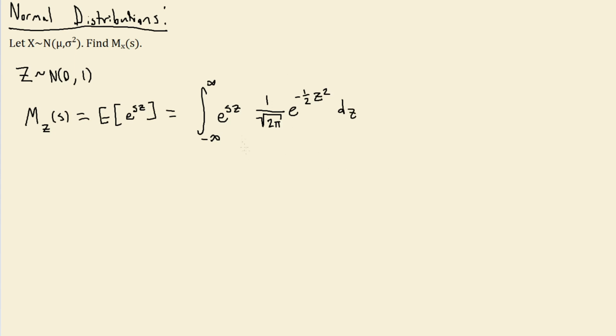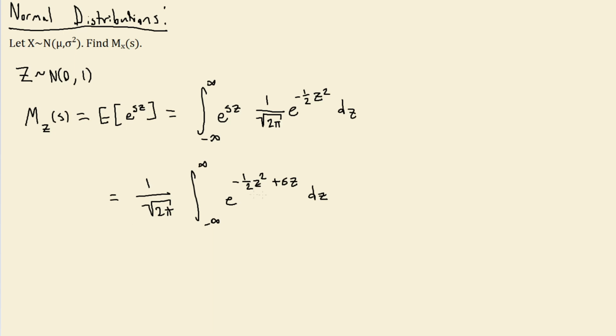And so if we actually want to solve this integral, we could squeeze these two e's together. We could pull this constant out, and so we'd have 1 over the square root of 2 pi, and then we'd integrate from negative infinity to infinity, and then here we could pull these together, and so we would have e to the negative 1/2 z squared plus sz dz.